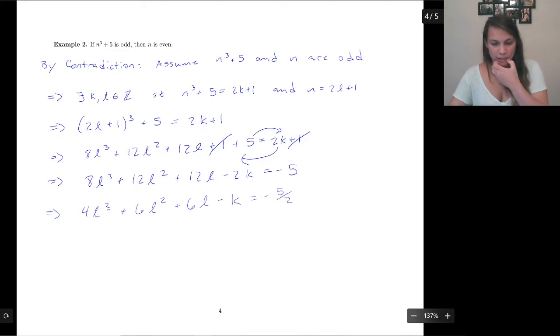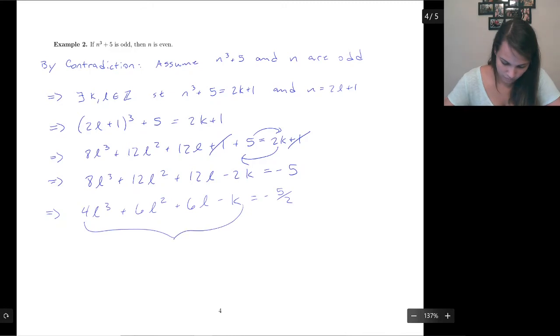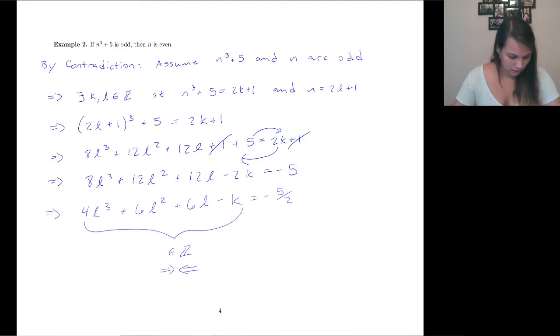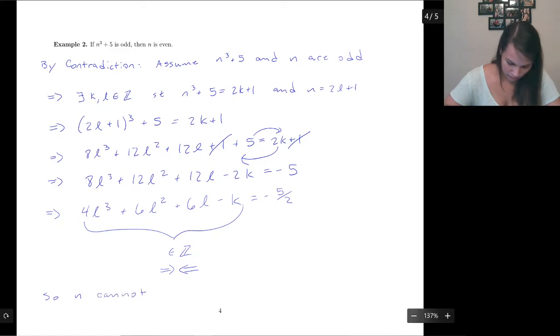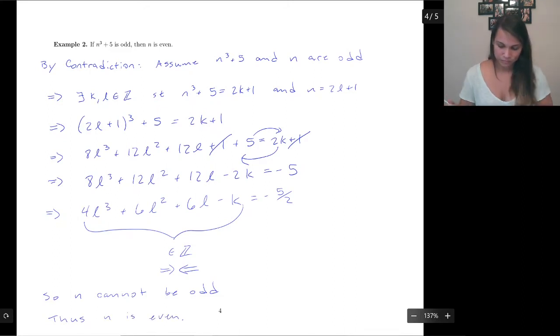Same contradiction as last time. This is an integer. So that means we made a bad assumption. So that means n cannot be odd. Thus, n is even. All right.